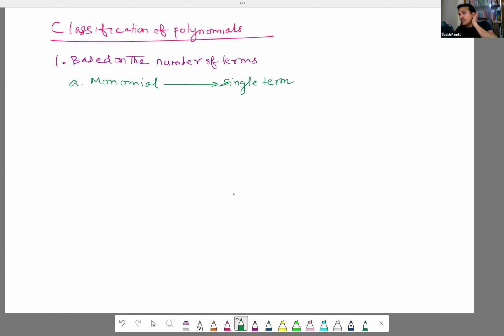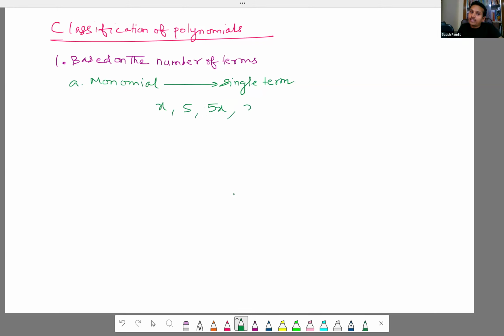Based on the number of terms, we have understood what a term is: the quantity separated by plus and minus. So whenever it is a monomial, it is a single term. For example, x, 5, 5x. See, 5x is also a single term because it is a multiplication, no? 5 into x. So 5x is also a monomial.